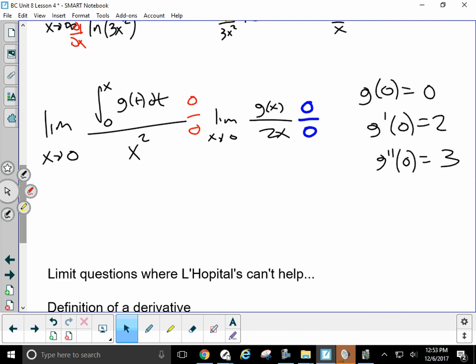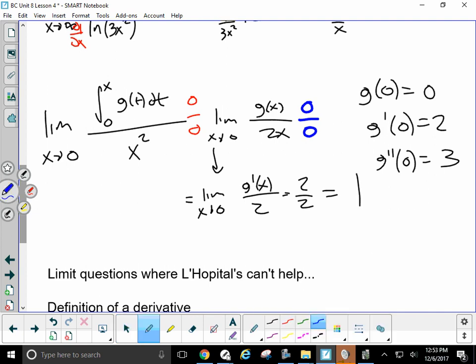Take the derivative again. L'Hopital says, keep taking the derivative until you can plug in your value. If I take the derivative again, turns out this is equal to the limit as x approaches 0 of g prime of x times 2. G prime of 0 is 2. I get 2 over 2, which is just 1. L'Hopital's. Okay?